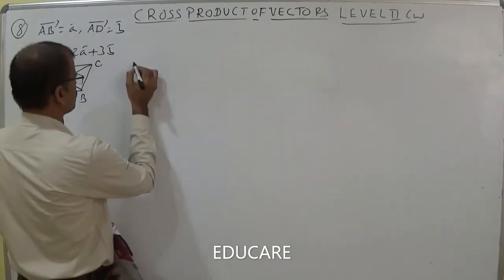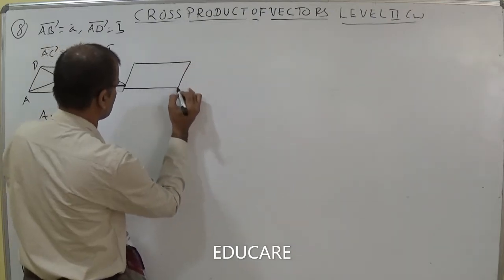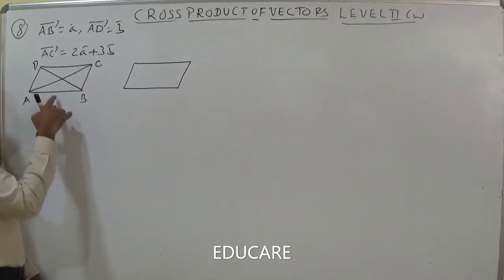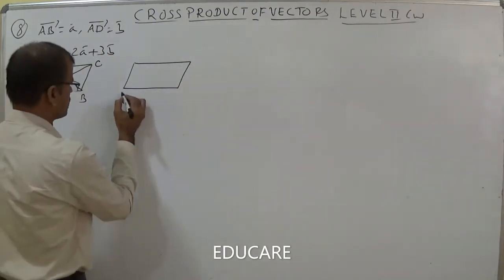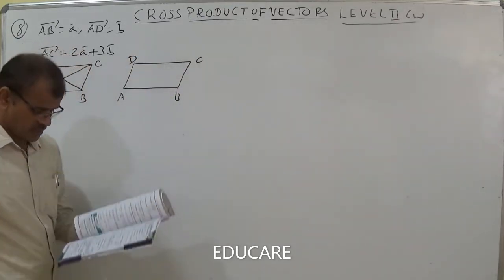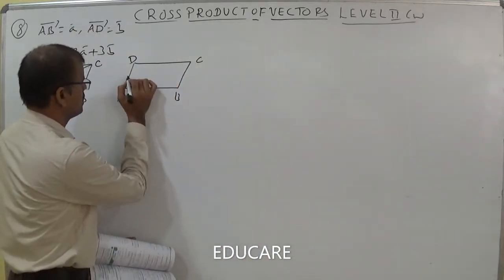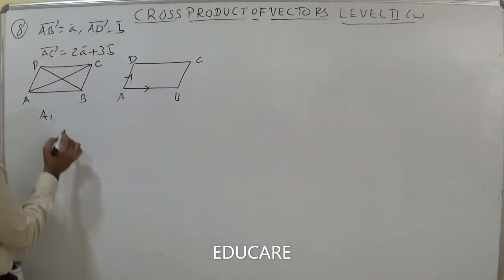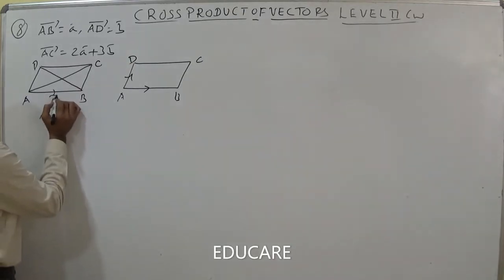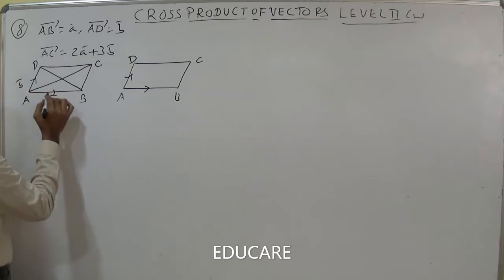A parallelogram is also a quadrilateral. Using that, we can calculate area 1 using the diagonals, and next to this, area 2 using the adjacent sides AB and AD. Same data: AB is equal to A bar, and AD is equal to B bar.